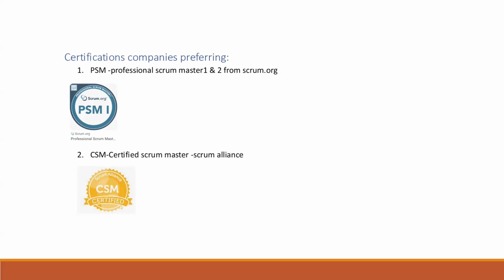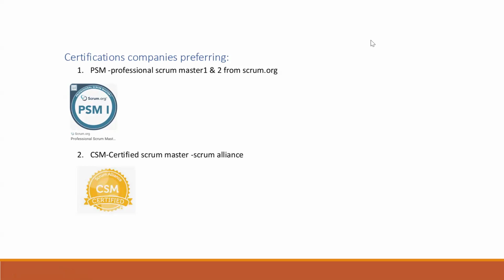And you have another certificate from Scrum Alliance, called CSM, Certified Scrum Master. These two certifications are valid. So if you're planning to become a Scrum Master and move into that role in a different company, probably the first filtering criteria would be the certification. So make sure that you take these trainings, take these certification exams, and get certified. Then you have better chances of getting calls from the recruiters. That's a filtering criteria.